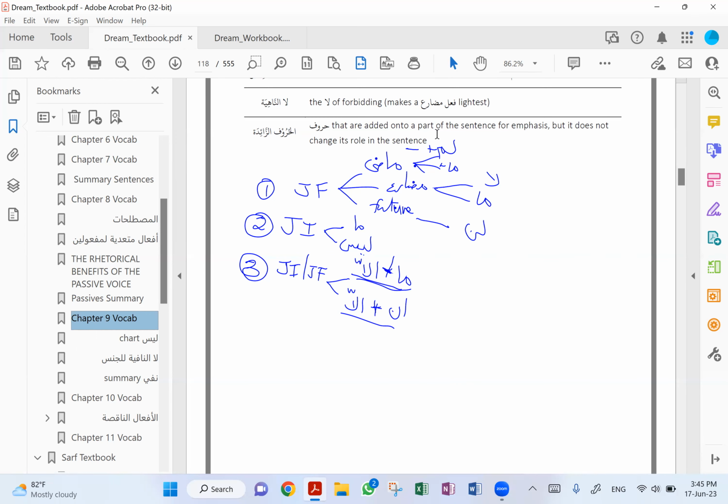And of course, ma, when you're using ma, it doesn't do anything to the madi. It doesn't require anything. Lam makes it majzoom. Ma does not do anything. So that's madi. Then you have mudari'.